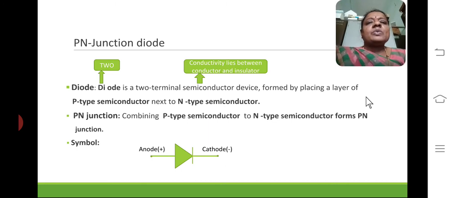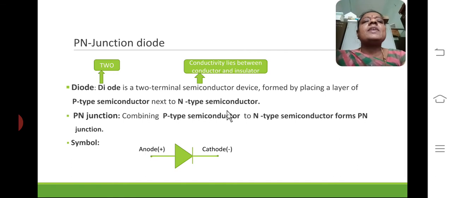A diode has two terminals. That is why in the definition we say that it is a two-terminal device, and the material we have used is semiconductor. So it is defined as a two-terminal semiconductor device.